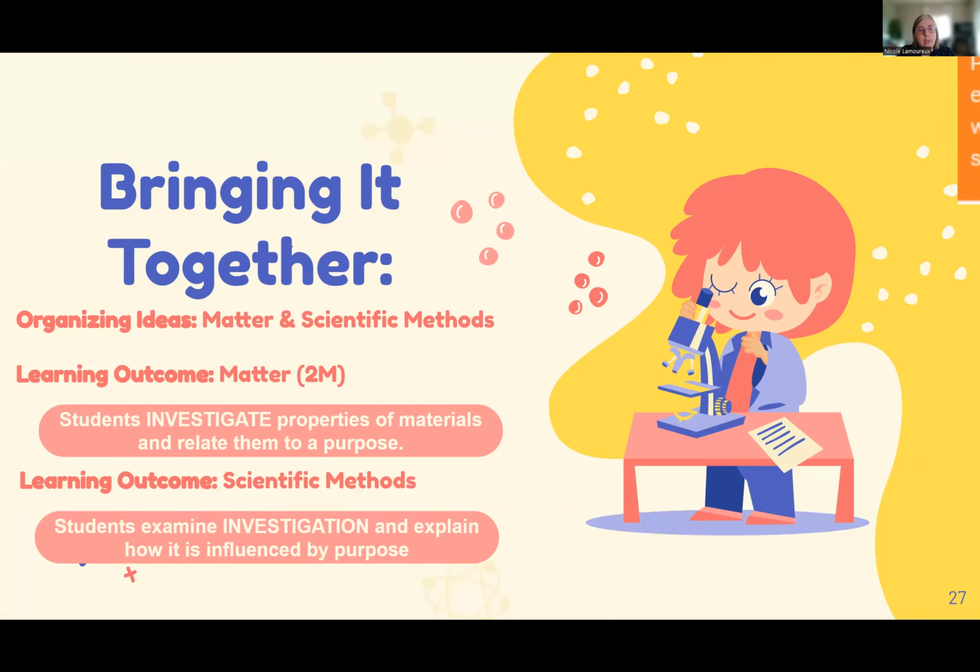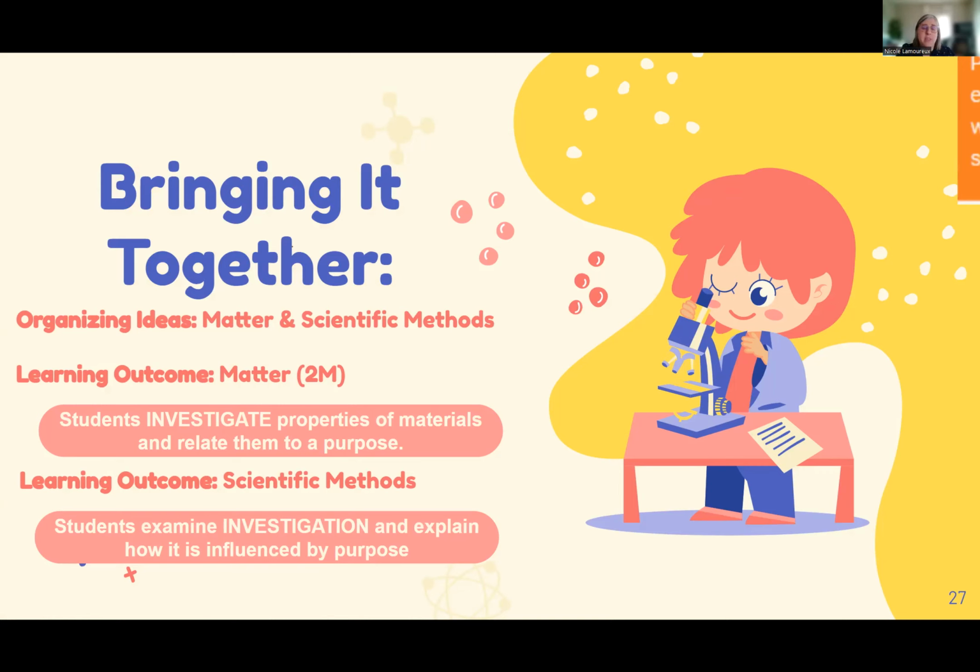When I looked at the matter learning outcome: students investigate properties of materials and relate them to purpose. Right away, you're seeing the word investigate. That's what they're doing, a straight connection to the scientific methods. And materials and relate to purpose. So what is the reason for using this material? How does it help this object? What is the best material for it? We'll look at those ideas.